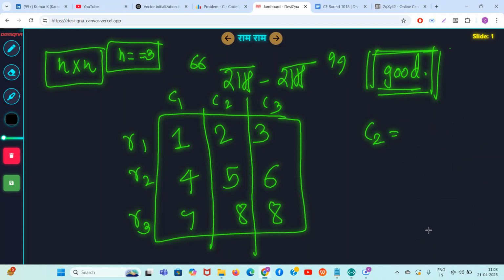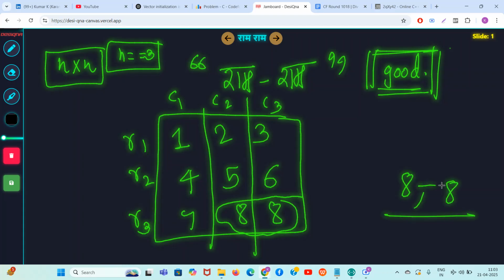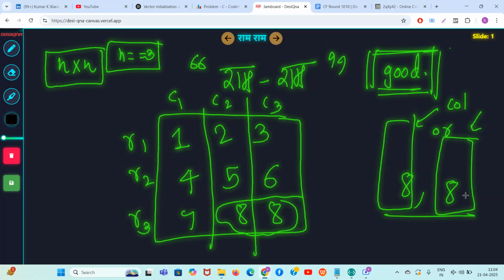Now guys, you only use your brain and tell me what will you do to make this 8, 8 different. The same number is not allowed. Same adjacent numbers are not allowed. So what can you do? Either you can change this column or you can change this column.